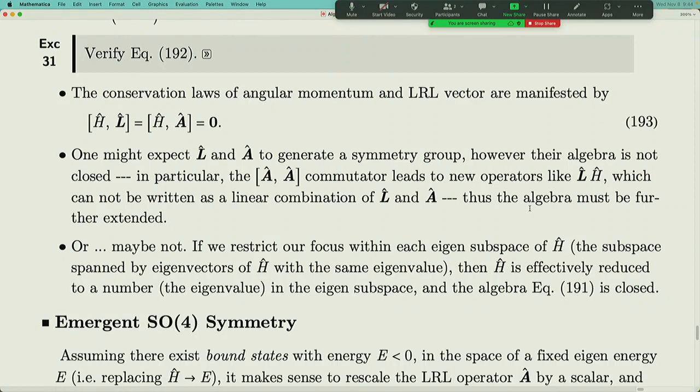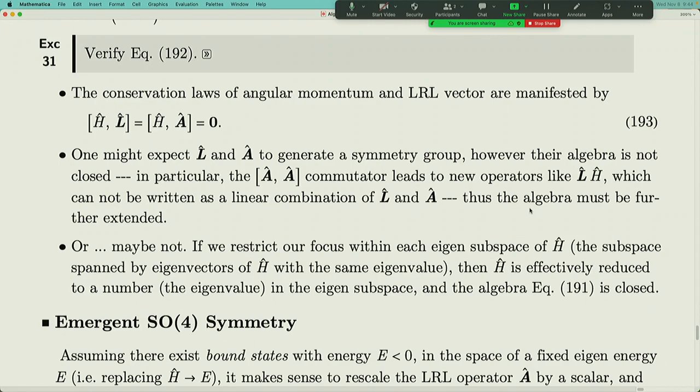But maybe we don't need to do that, because you can see this algebra is almost closed. The only thing that makes a new operator is that this H, this Hamiltonian, is not a simple number, it's an operator. But suppose we can restrict ourselves within each eigen subspace of this H.